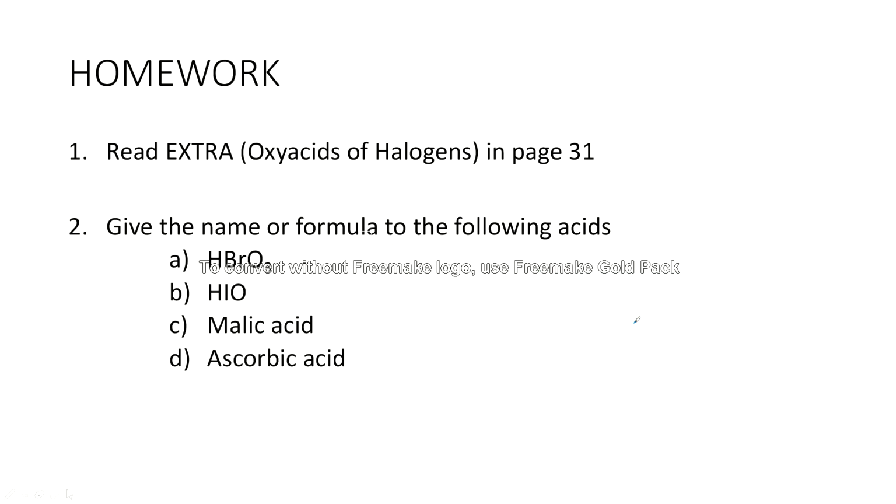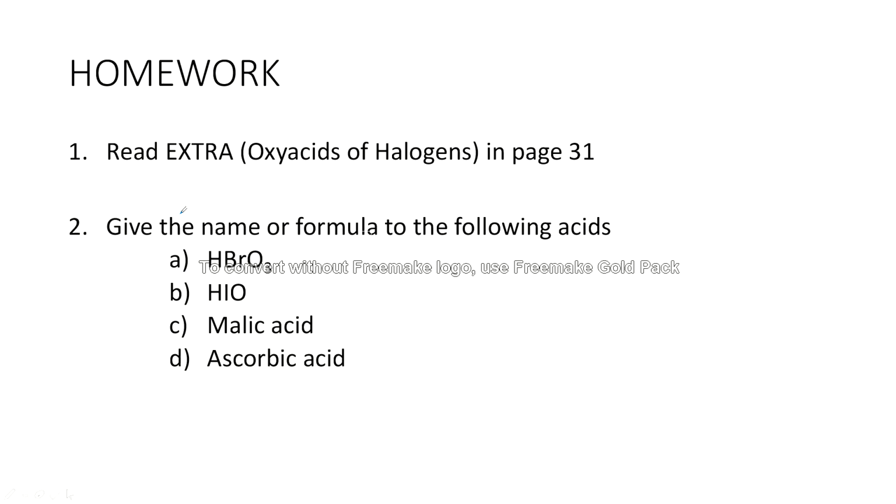That is your homework. I'm going to upload it via Videna, but let me just explain. You need to read the extra on page 31 that is related to oxyacids of halogens. Please be aware of the oxidation states of your halogen and try to name them. For example, for the halogens with oxidation state of +1, we have fluorine, bromine, and iodine. So try to name the three of them.